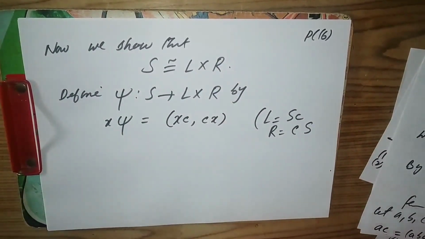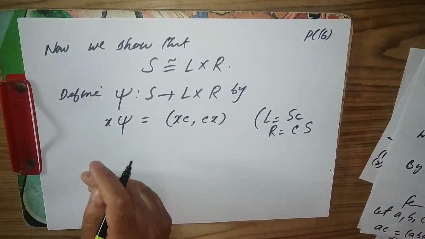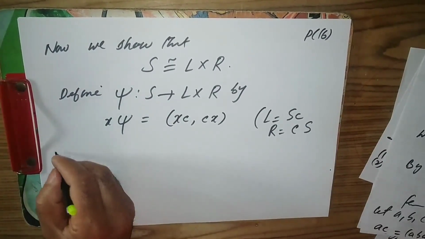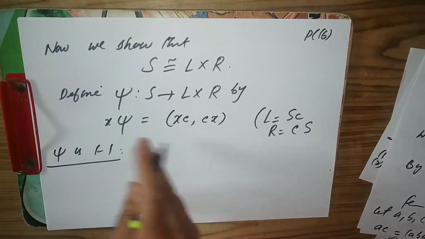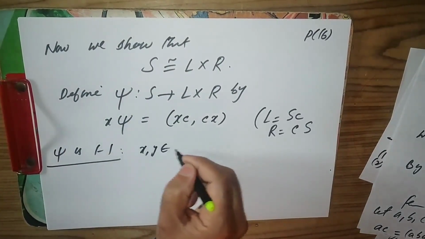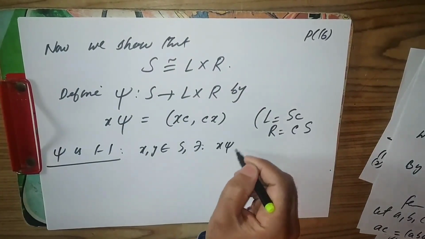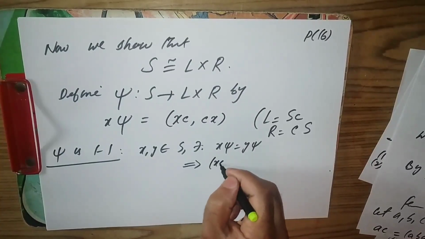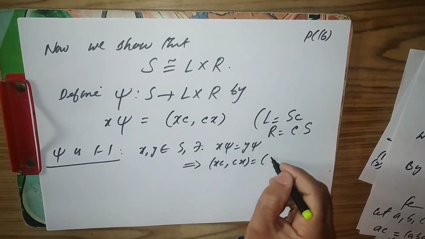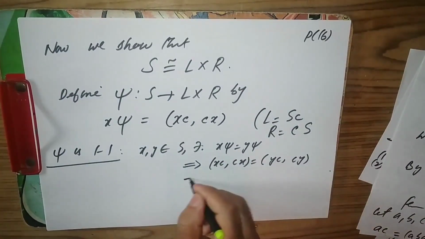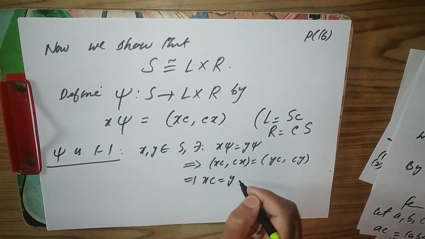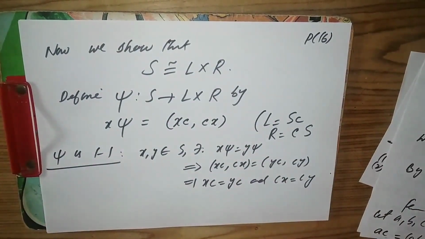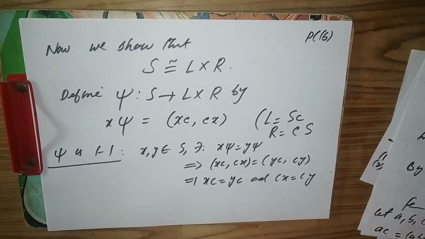Now we show that this map is 1-1 and onto. So let's first prove psi is 1-1. Choose any two points. Let X, Y belong to S such that X psi is equal to Y psi, which is true if (XC, CX) is the same as (YC, CY). Which implies XC is equal to YC and CX is equal to CY. We have to show that X is equal to Y.